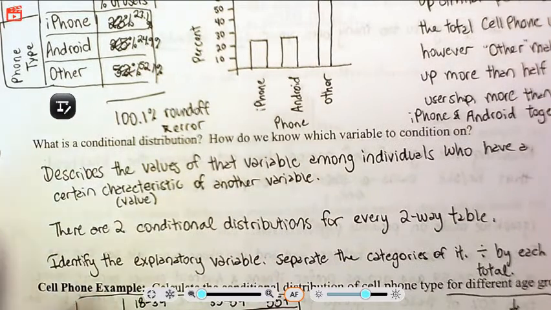What is a conditional distribution? How do we know which variable to condition on? A conditional distribution describes the values of that variable among individuals who have a certain characteristic of another variable. Okay, there are two conditional distributions for every two-way table. Identify the explanatory variable, then separate the categories of it and divide each category by the total.